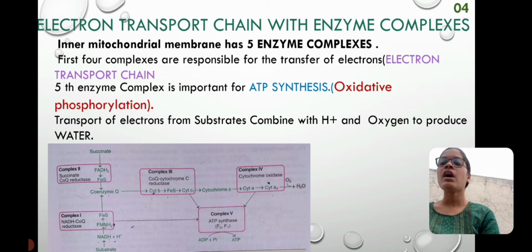Here complex 2 is present, that is the succinate CoQ reductase. This is the second enzyme. Then coming to coenzyme Q, from coenzyme Q the electrons are transferred to the cytochromes.